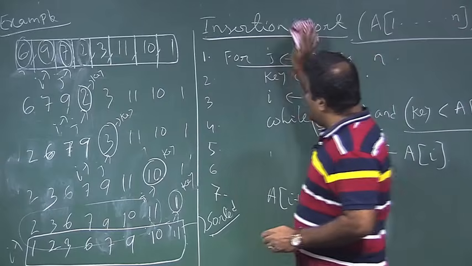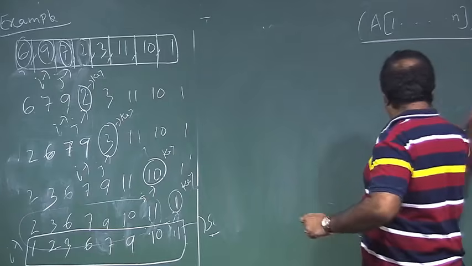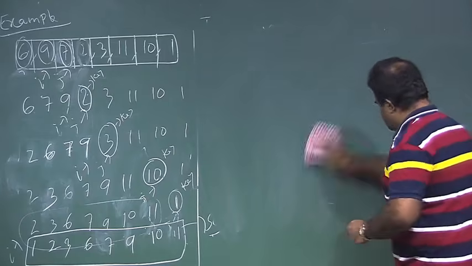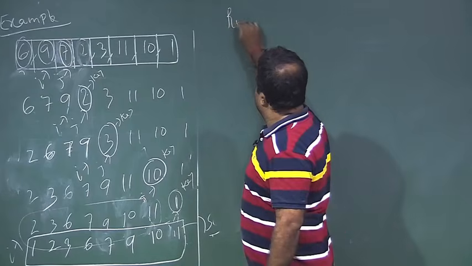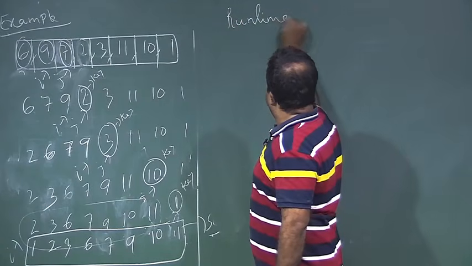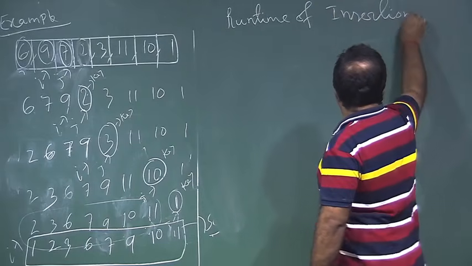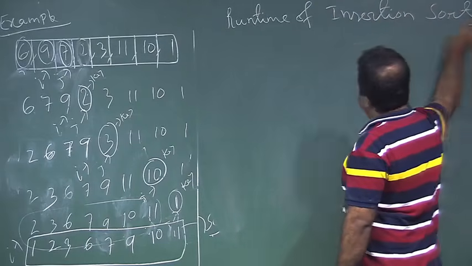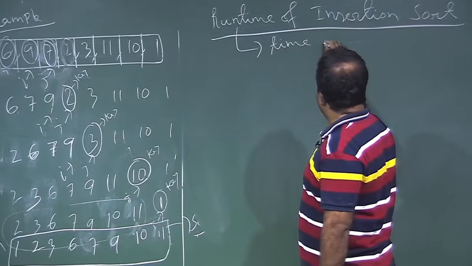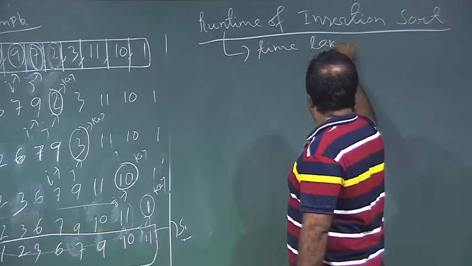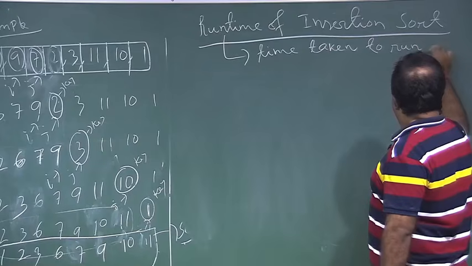So, from there we can think that the runtime will depend on what? So, runtime depends on the input. We will talk about the runtime of our algorithm, the runtime of the insertion sort. Runtime means the time taken to run this code.